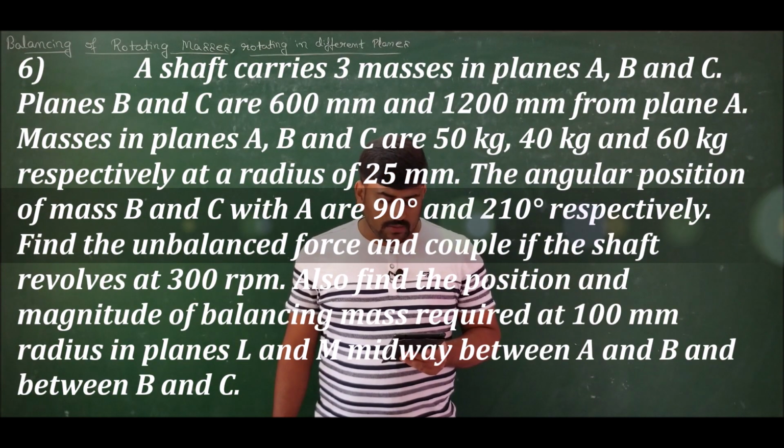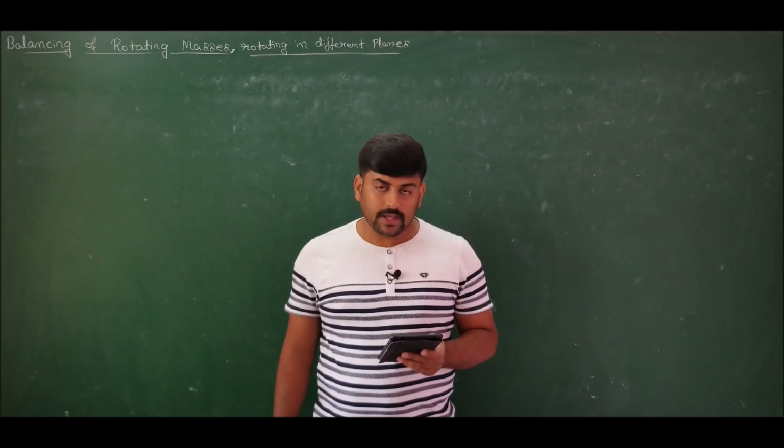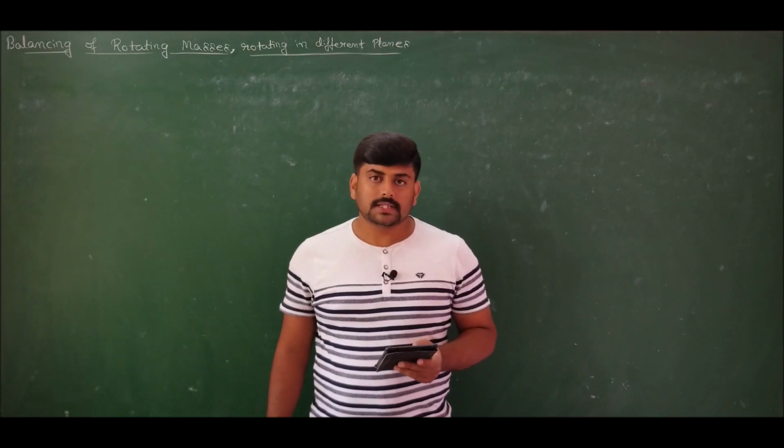Also find the position and magnitude of balancing masses required at 100 mm radius in planes L and M midway between A and B and between B and C.